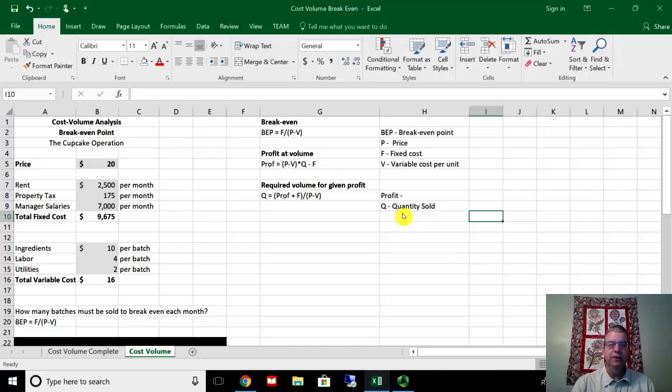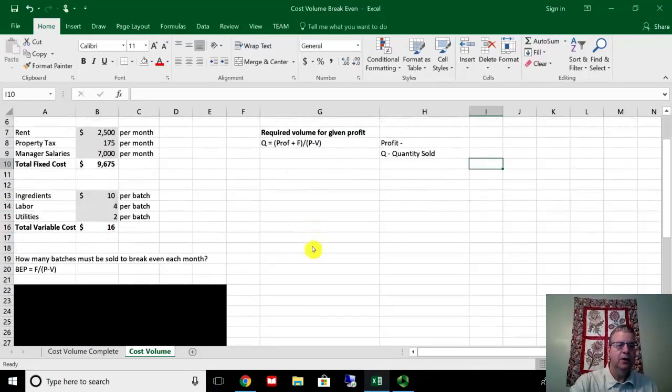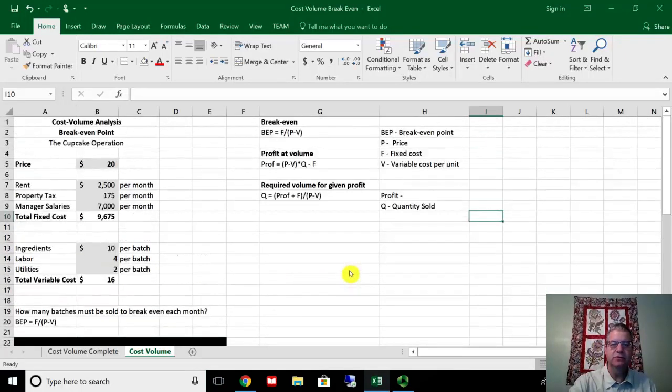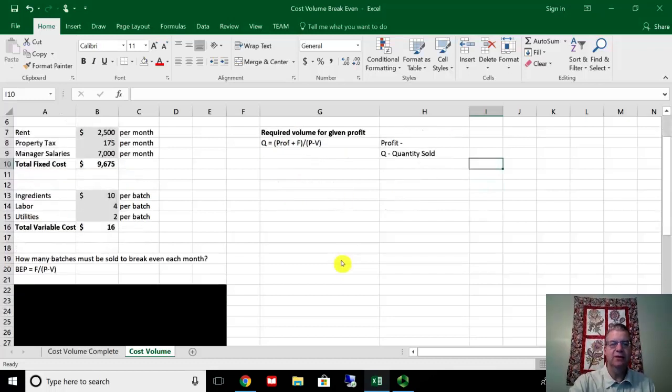So break-even point is F, the fixed cost, divided by P, the price of the $20 that we sell a batch for, minus V, the variable cost. Some of you might remember from accounting, price minus variable cost, you might call that a contribution margin. You should recognize all these formulas from accounting, but we'll go ahead and work them. So how many batches do we have to sell in order to break even each month? We're just going to use this formula. It's the fixed cost divided by the price minus the variable cost.